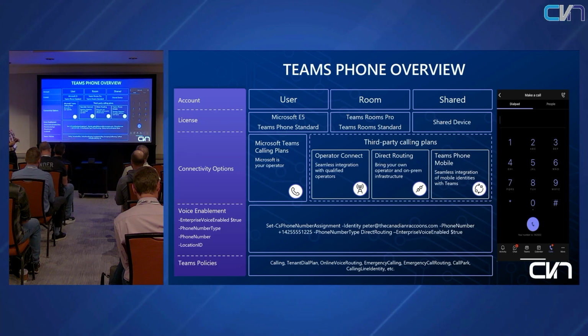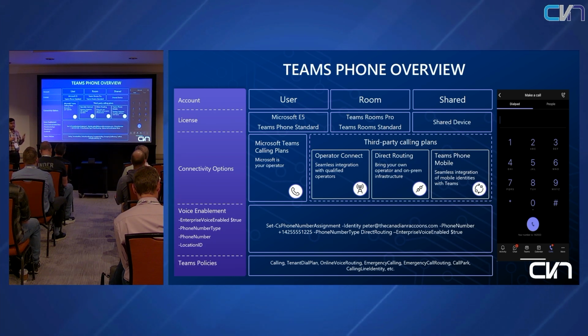Apart from that, you would need a dial tone. For dial tone, you would require either a Microsoft Calling Plan or Operator Connect or Teams Phone Mobile or a direct routing solution. Microsoft Calling Plan comes in directly from Microsoft. It's a license. You assign it to a user account, assigned with a DID and a 911 address. You're all set, and the user can start making phone calls.